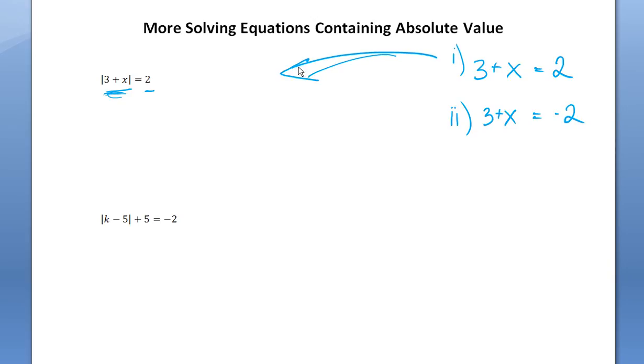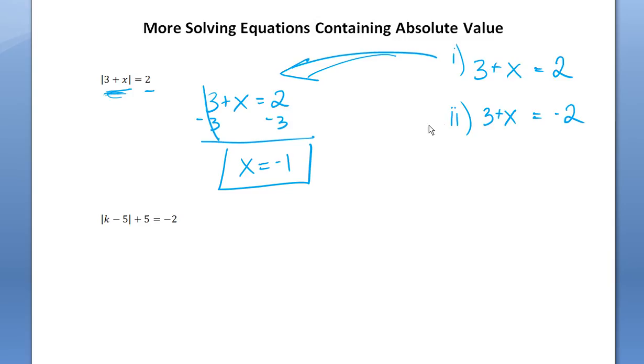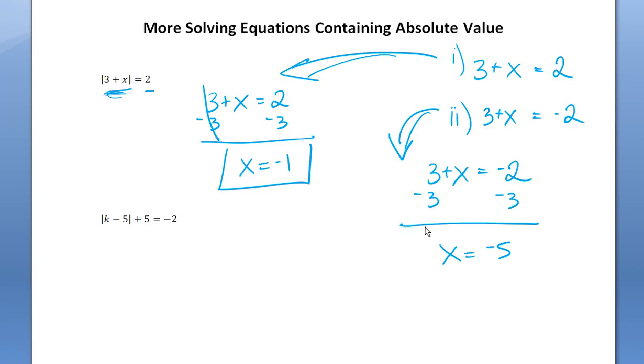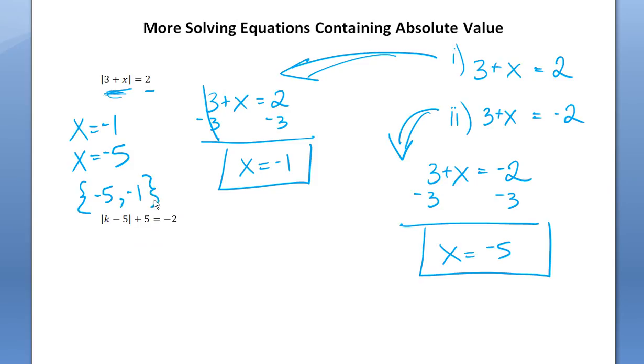So let's work this one first. 3 plus x is equal to 2. I'll subtract 3 from both sides. That makes 0. I'm left with x equal to negative 1. Great, there's one answer. And let's do this one. 3 plus x is equal to negative 2. Subtract 3. I'm left with x equal to negative 5. Great, there's my second answer. So I have 2 different answers here. x can be negative 1 and x can be negative 5. I can write my answers like that, or I can also use set notation and put them like this, saying both of those are solutions to this equation up here.